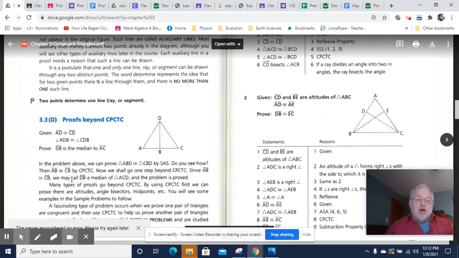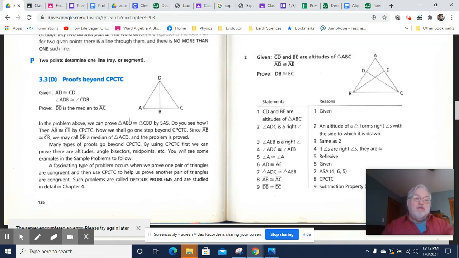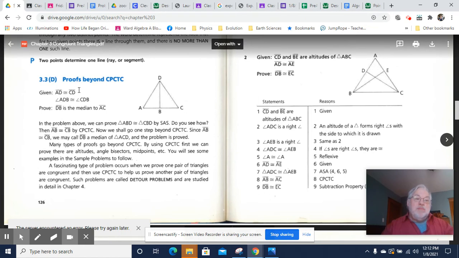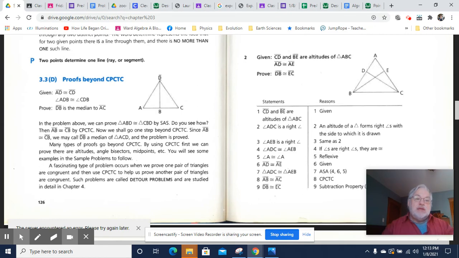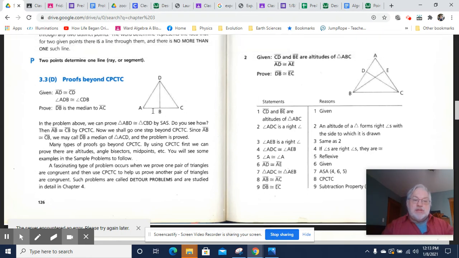Then there are proofs beyond CPCTC. Basically what that means is sometimes CPCTC is not the last step. Maybe you need to go further. Here we've got segments AD and CD congruent. We know angles ADB and CDB are congruent. We want to prove that DB is the median here. In order to prove that DB is the median, we need to prove that these two segments, AB and CB, are congruent so that we can prove that AC has been split in half.